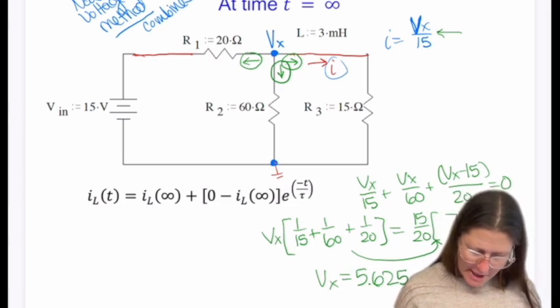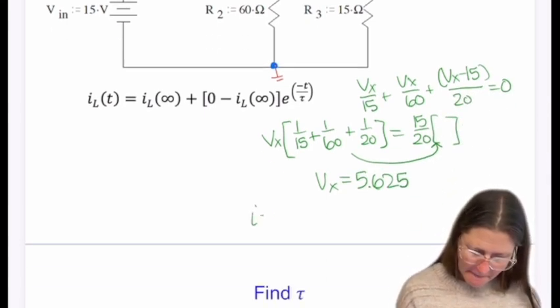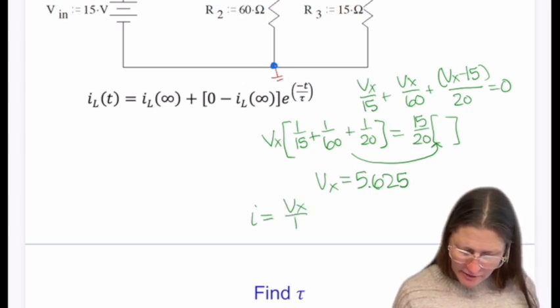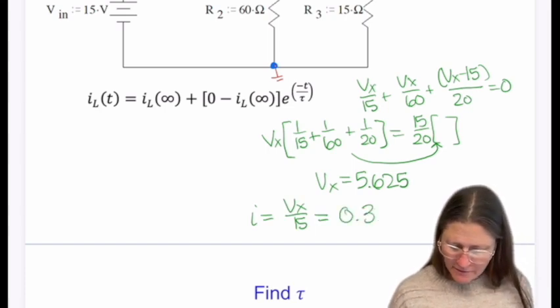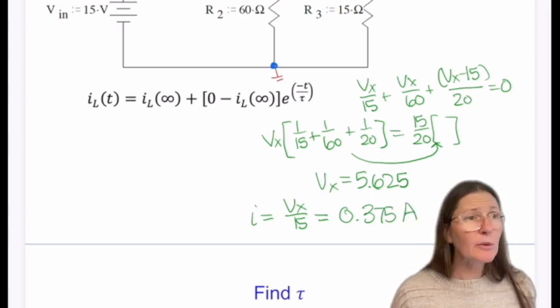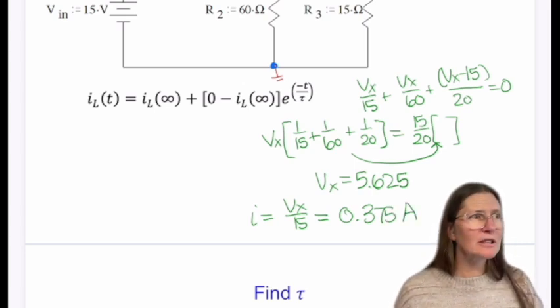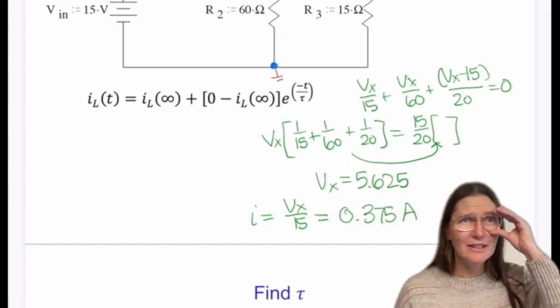And so I is just Vx over 15, for 0.375. Is that what others got? Did you guys get that value? Yes, okay, good.